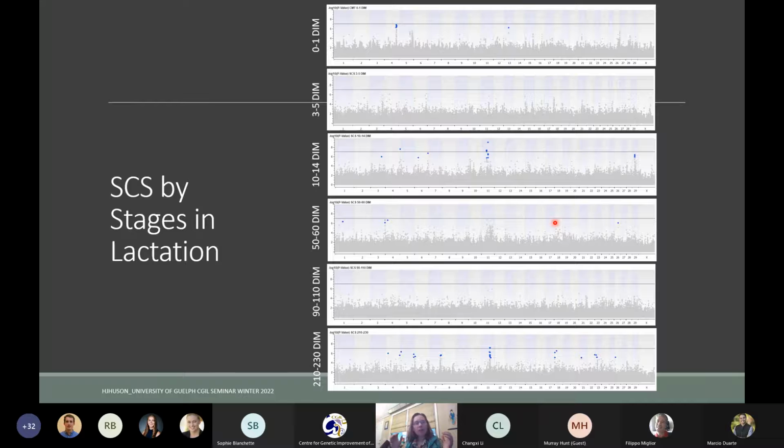But here's the benefit of our data set: we were really interested in what's happening across lactation. Is there variation across lactation in how the body responds to elevated somatic cell count? So here we have all of our different time points. We ran GWAS at each of these time points on the same cows, okay? Within that data set, it was basically which cows at each time point had elevated somatic cell count. So these were quantitative traits that we were running.